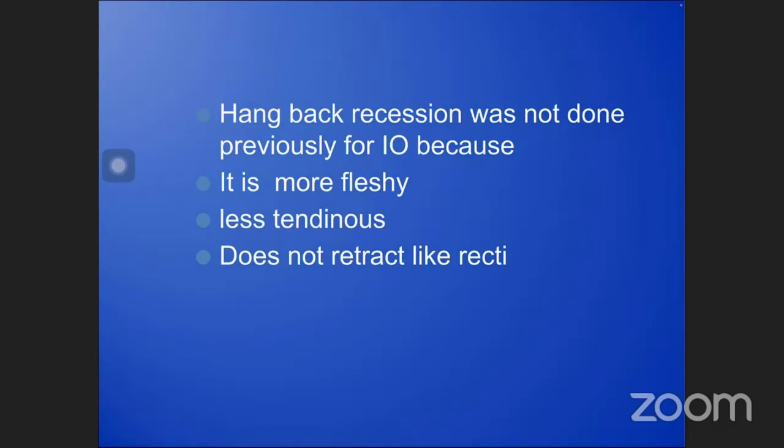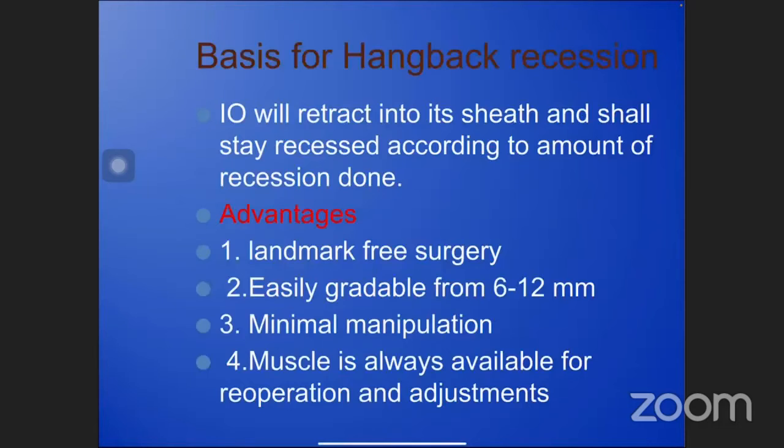Then what is the basis for hangback recessions? The inferior oblique will retract into its sheath and shall stay recessed according to the amount of recession done. The advantages of hangback recessions are: it is landmark free surgery. You don't have to remember 6 into 6, 2 into 3, 4 into 2. It is easily gradable, from 6 to 12 millimeter recession you can do. There is minimal manipulation, and the muscle is always available for reoperation and adjustments.